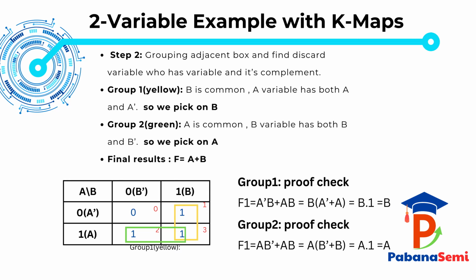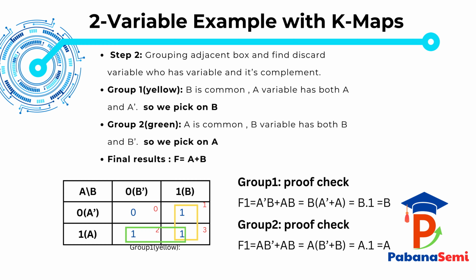Group 1. Yellow group. Let us look at group 1, marked in yellow. In this group, variable B is common. Variable A changes. It appears as both A and A prime. So we eliminate A and keep B.